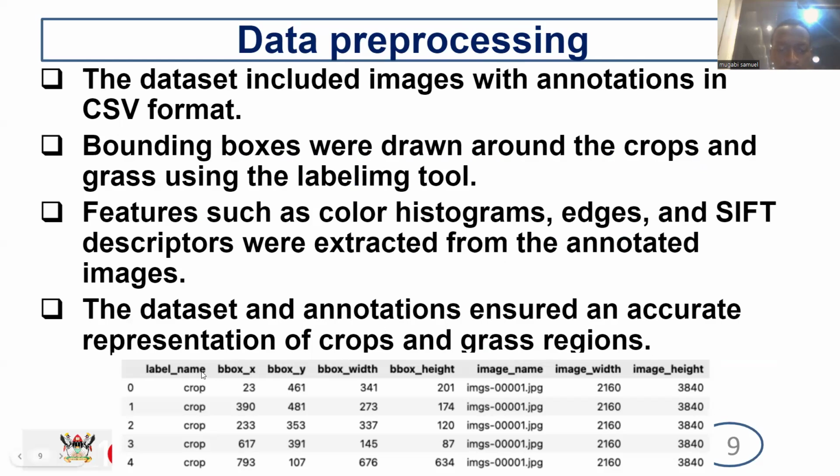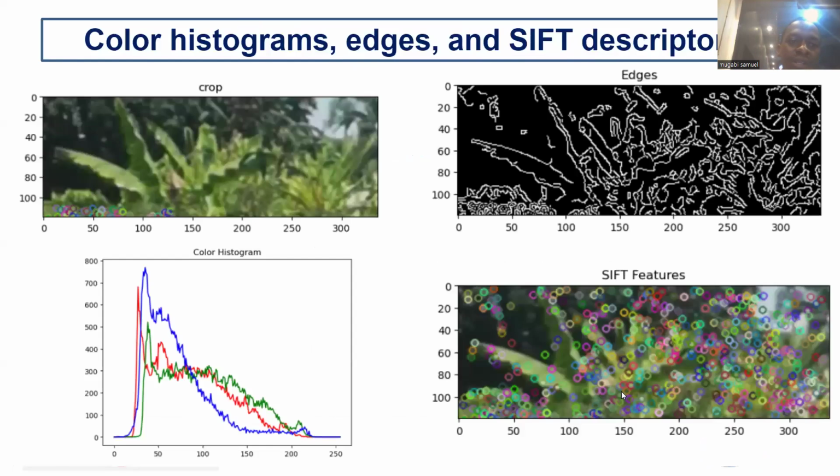So this is an example of a labeled image. Just down here, you can see the bounding box, this and that, then the height, and also the width. Now, this is what you feed into the KNN.